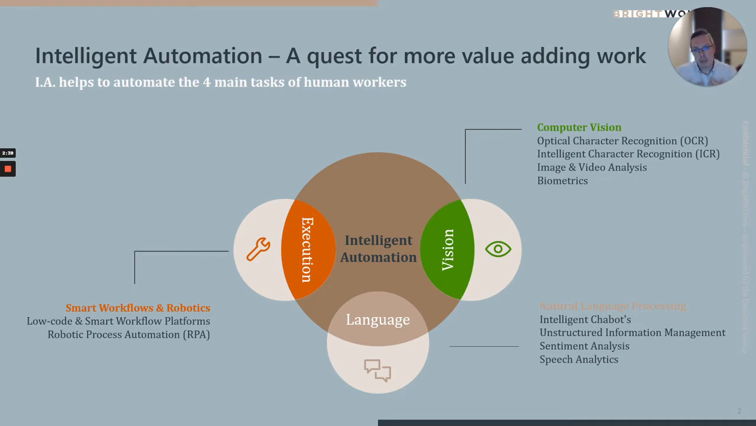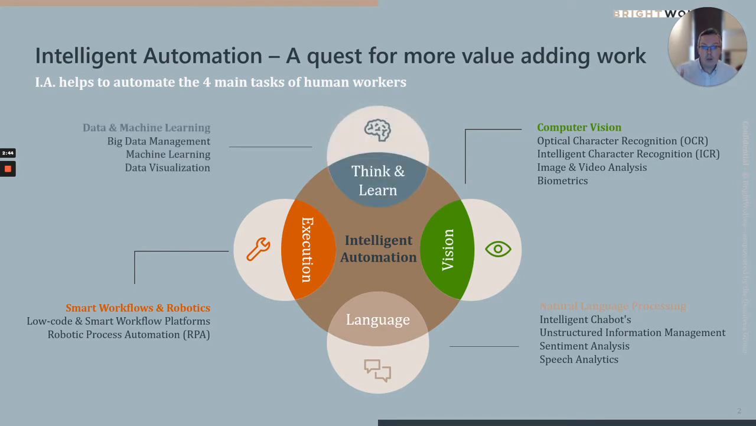Then a fourth component: as a human worker, we also try to think and learn, most of the time at least. And that's where machine learning kicks in. As a human worker, you always try to refer to past situations, what you've learned there and what the outcome was. The same goes for machine learning. If you feed it with past situations and outcomes, it will try to compare a new situation with past situations and calculate the probability of the outcome of this new situation.